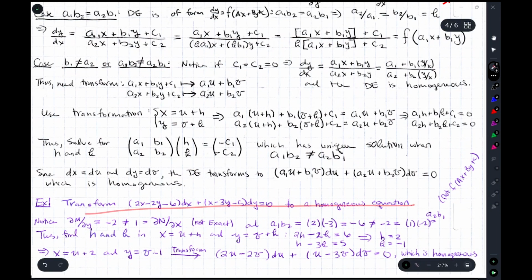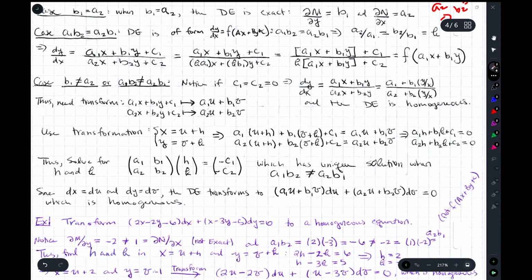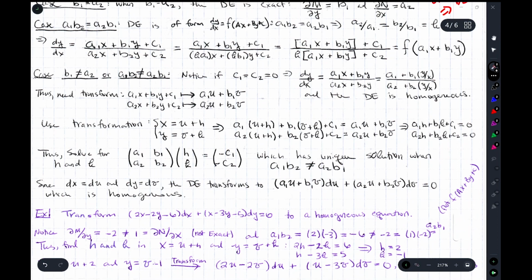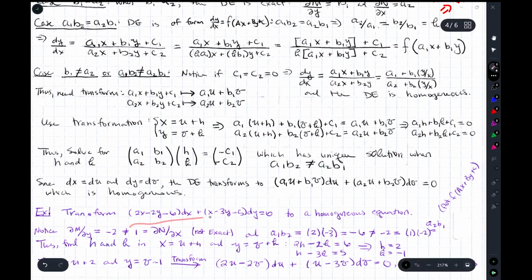Let's look at transforming this differential equation here. For this differential equation, we see that the coefficients are different, but it is of the form that we see here with linear coefficients, okay? And we'd want to transform this to a homogeneous equation. Once we transform it to a homogeneous equation, then we could just look at how to solve homogeneous equations as we've done above. But let's transform this to homogeneous.